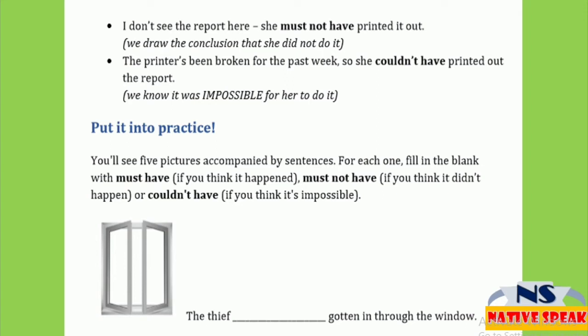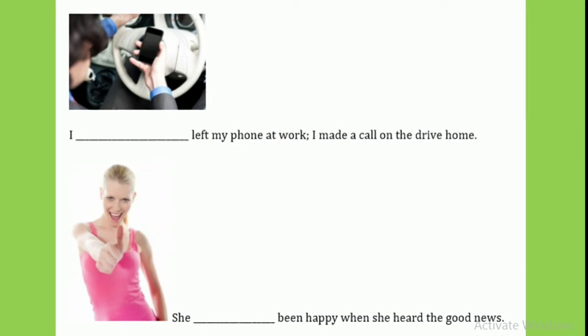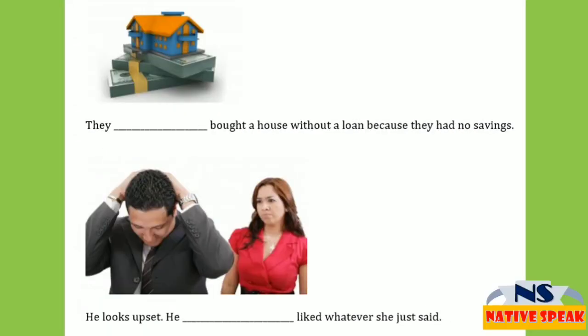The correct answer is, the thief must have gotten in through the window. The correct answer is, I couldn't have left my phone at work. I made a call on the drive home. The correct answer is, she must have been happy when she heard the good news. The correct answer is, they couldn't have bought a house without a loan because they had no savings.